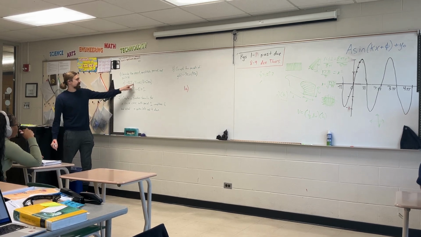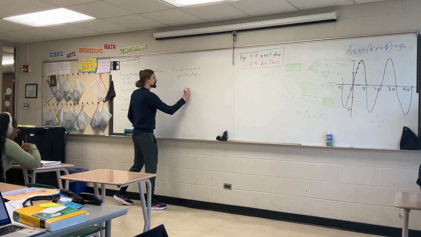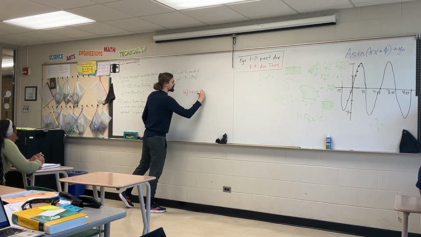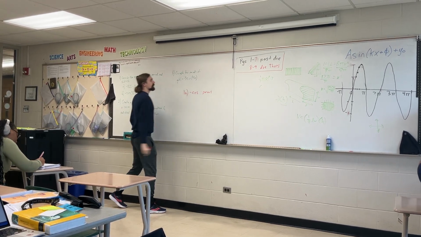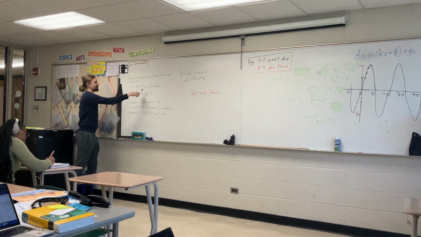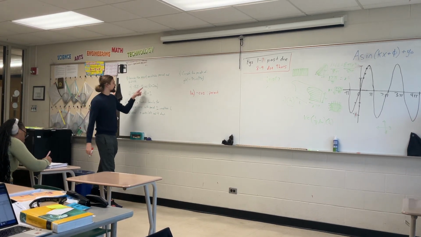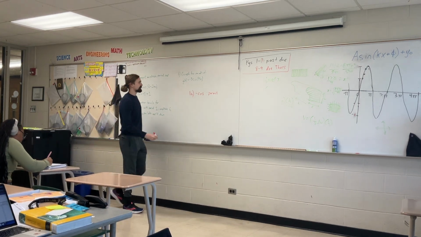Parent function is negative cosine. You need to make sure you're including whether it's negative or positive. Then the amplitude is whatever number multiplies the cosine or sine, so the amplitude is 4.